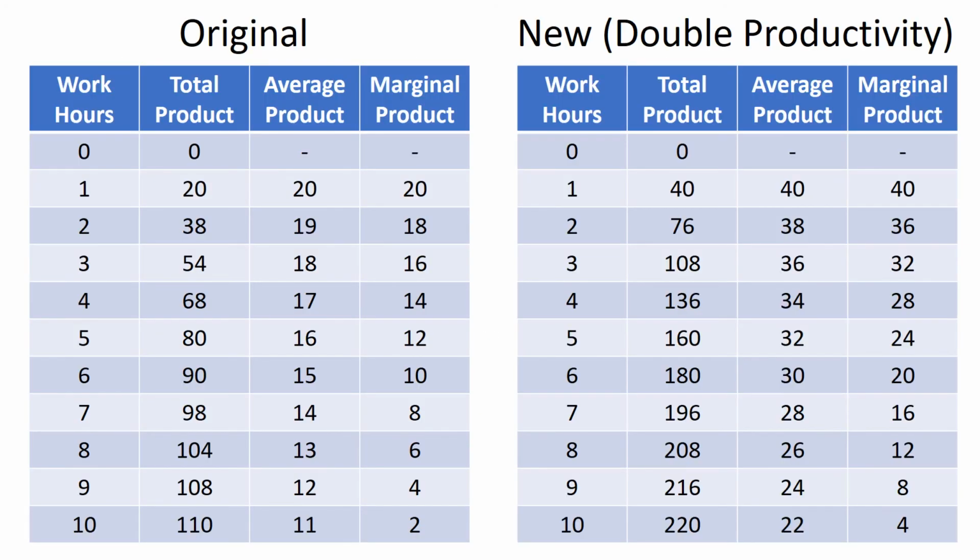We can also see this in a table where total, average, and marginal products are all twice what they were originally. We could have also worked through all the procedures that we used originally to calculate total, average, and marginal products, but it would give the same result, and so multiplying all of the numbers by 2 is easier.